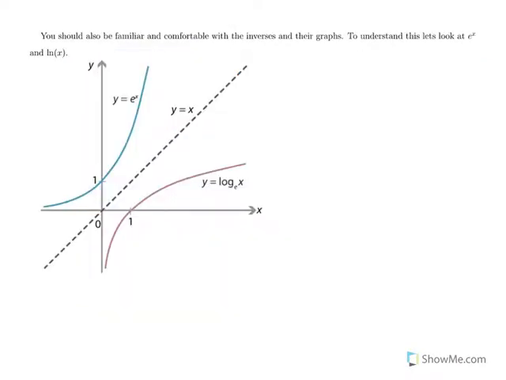So on top of all that, we should be familiar with inverses and their graphs. So we're going to look at two different inverses here. One is e to the x and natural log of x, and the other one's going to be the inverse trig functions on the next page. So first, let's think about e to the x and natural log. These are inverse functions, and they kind of cancel each other out algebraically.